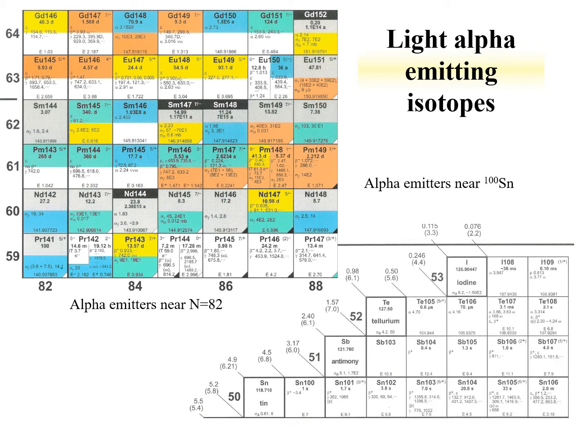We also showed that there were alpha emitters near tin 100. That would be doubly magic tin with 50 neutrons and 50 protons. And again, the alpha decays in this regime, as shown here, have trends where the alpha decay trends towards the formation of this doubly magic tin 100.